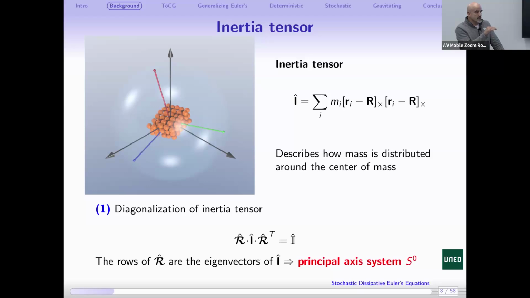The rows of this matrix, this equation tells us that the rows are the eigenvectors of the inertia tensor, and the diagonal elements here are the eigenvalues. The eigenvectors of a symmetric matrix form a basis of the system, which is called the principal axes of the body. And here they are denoted with these colored lines, green, red, and blue.